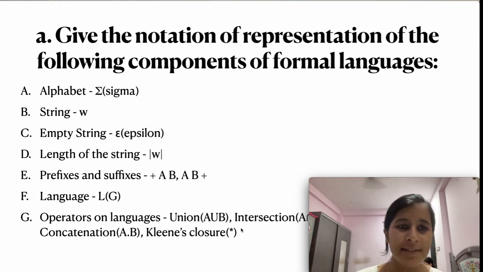Alphabet. The alphabet is represented by the sigma symbol. String. A string is represented by the symbol W. Empty string. An empty string is represented by the symbol epsilon. Length of the string is represented by modulo of W.